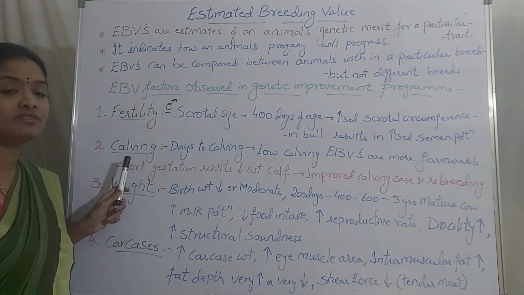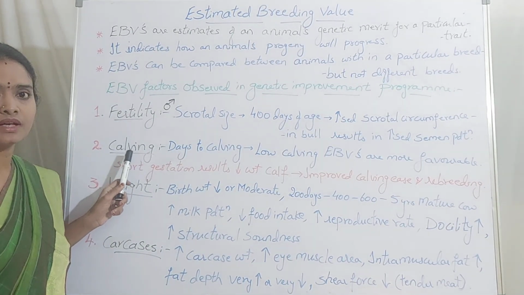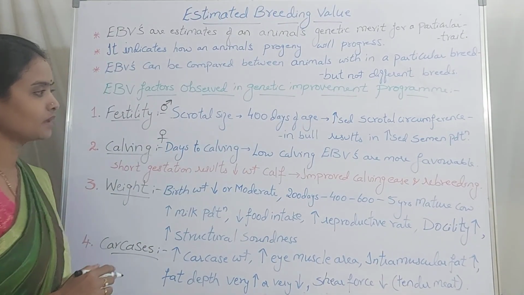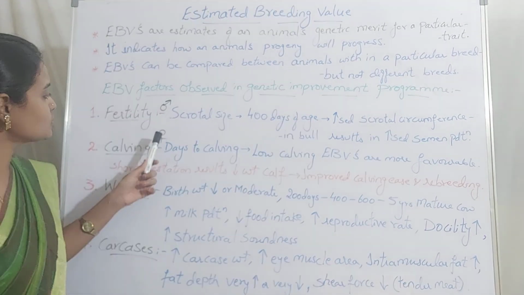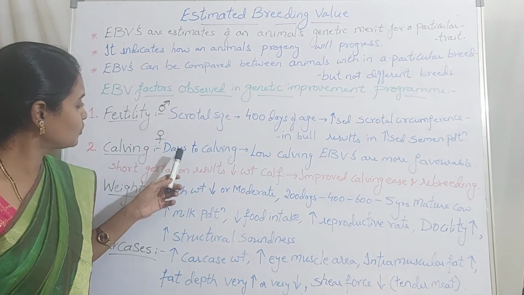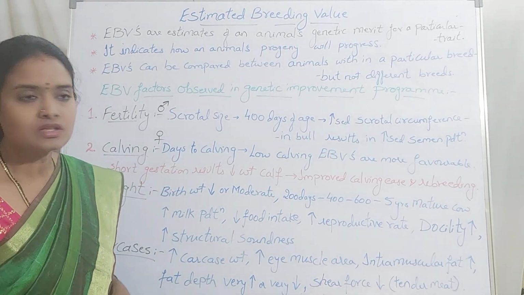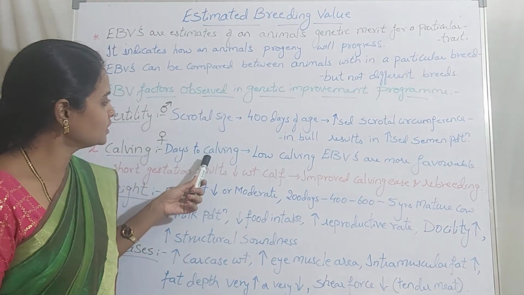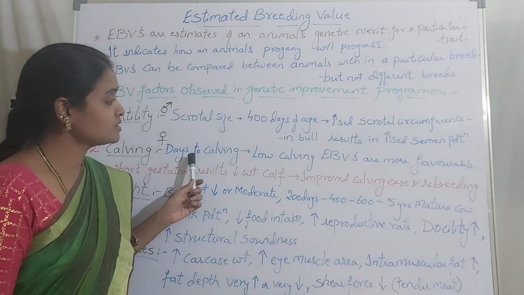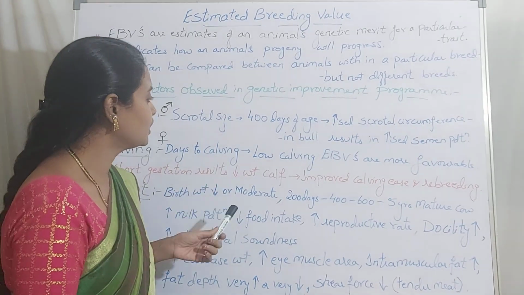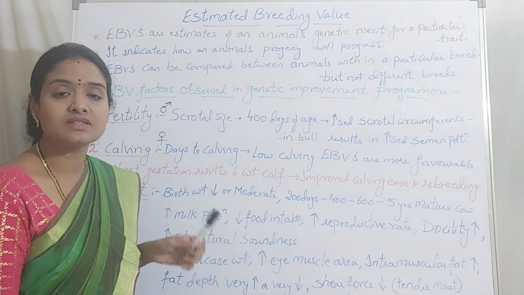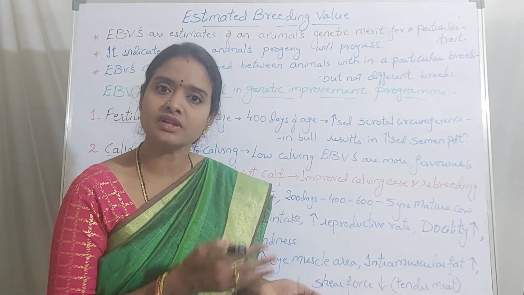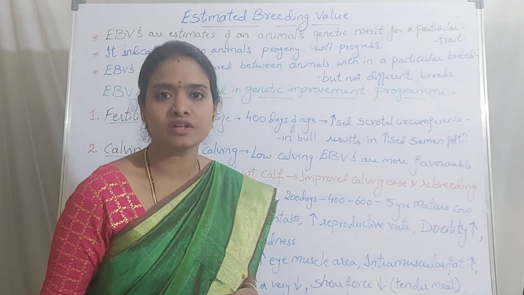Then the second EBV factor is calving, right? Calving is observed in female animals. You are going to take the cow, right? So here you are going to see the days to calving, right? Calving is nothing but giving birth to a calf, right? So what happens here? When it is able to give birth to a calf within a very short time, that means the gestation period. What do you mean by gestation? Gestation is the period from the day of conception to the delivery period, right?